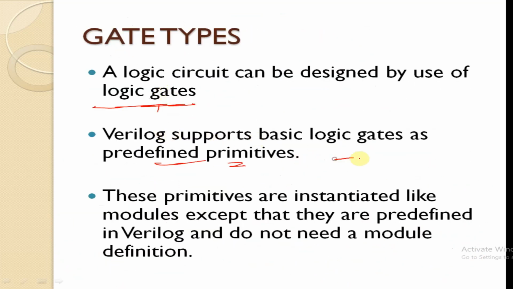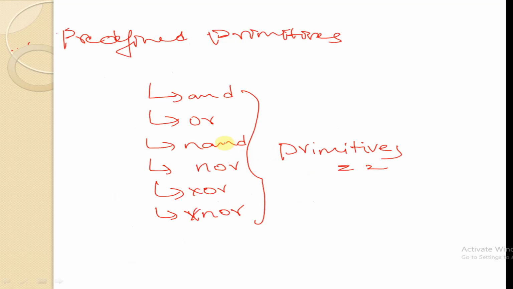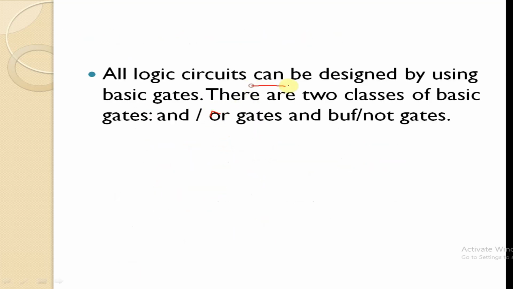Verilog supports basic logic gates as predefined primitives. Primitives like AND gate, OR gate, XOR gate are all predefined in the libraries, and these primitives are instantiated like modules, except that they are predefined in Verilog and do not need a module definition. The module definitions of these primitives are already written in the libraries. We are just instantiating them in our design, and all the logic circuits can be designed by using basic gates.